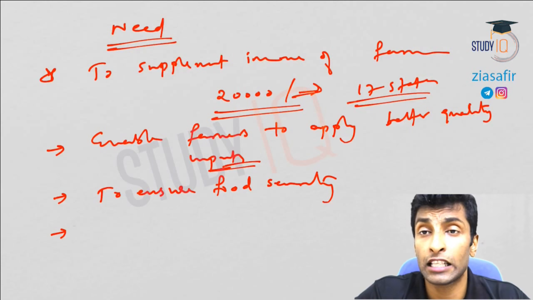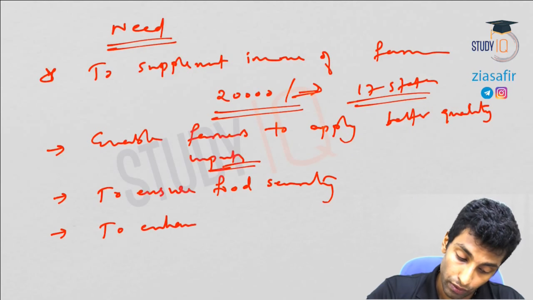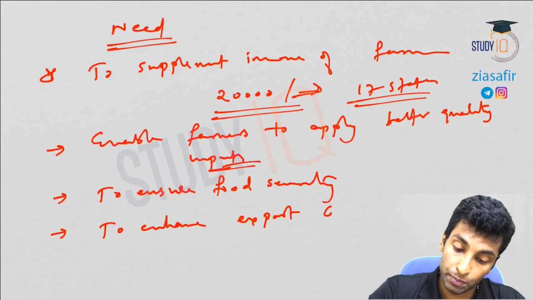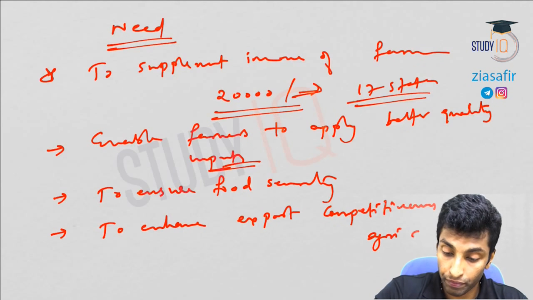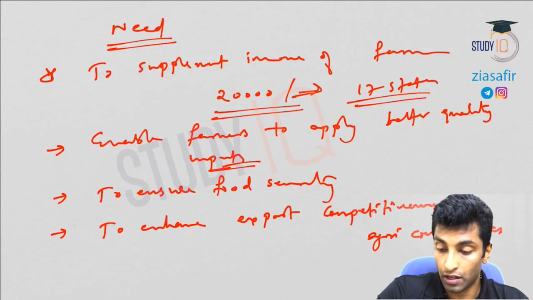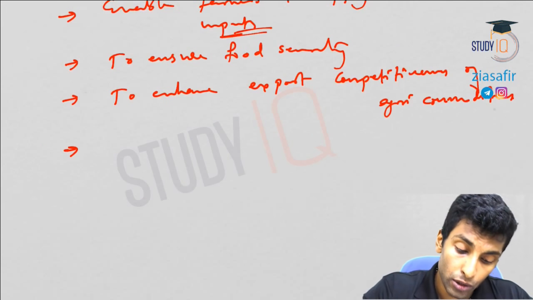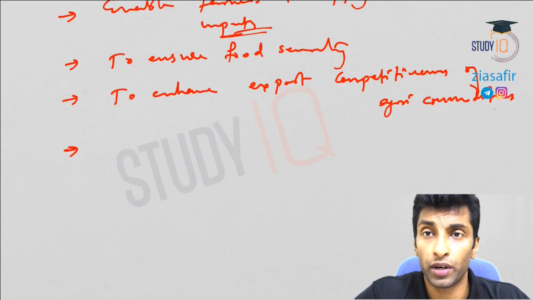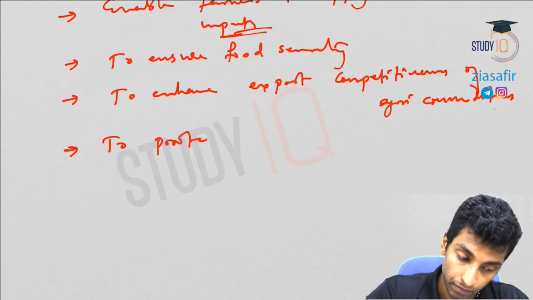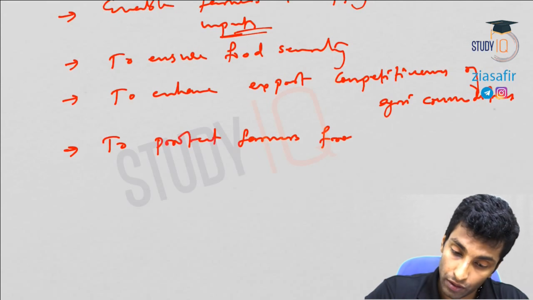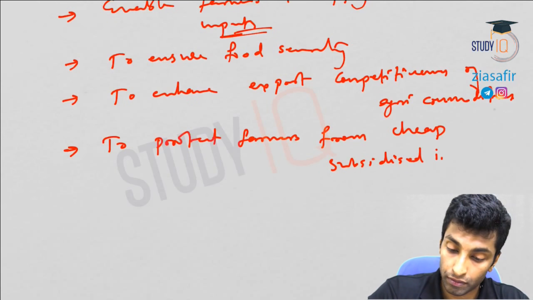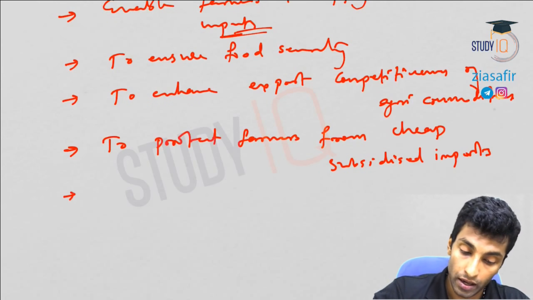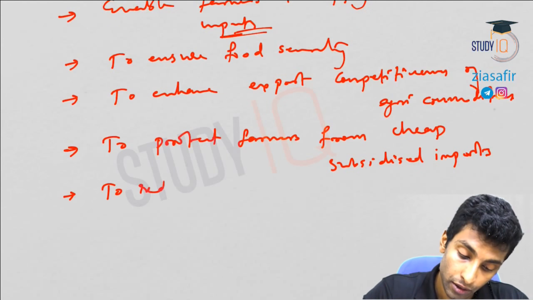Then it also enhances export competitiveness, right? So, to enhance export competitiveness of agricultural commodities. Then it also supports farmers, to protect farmers from cheap subsidized imports. Then reduce price volatility.